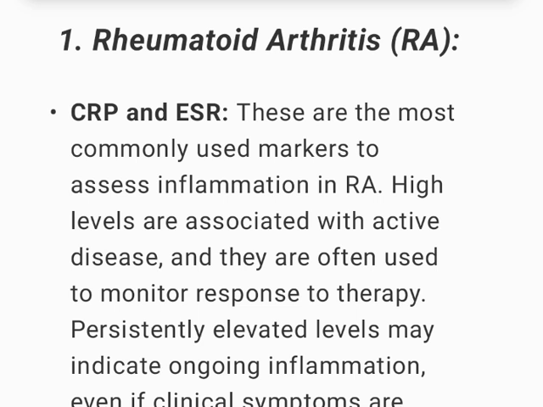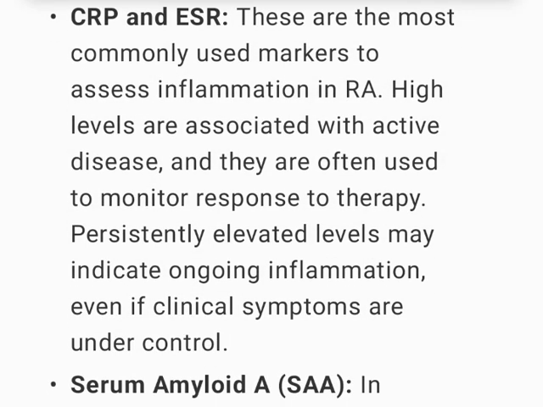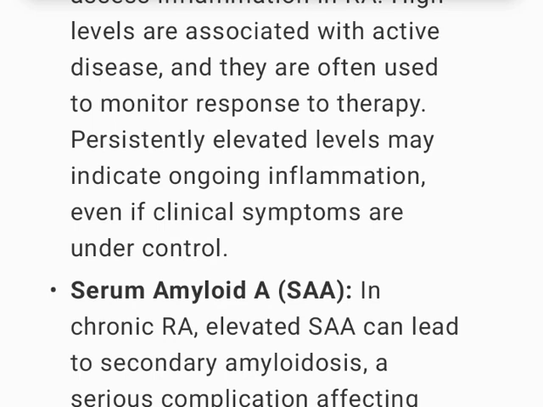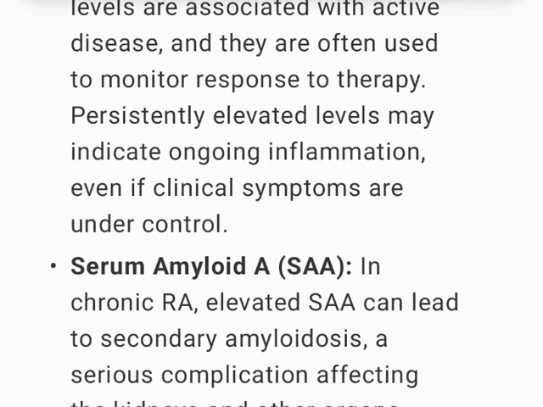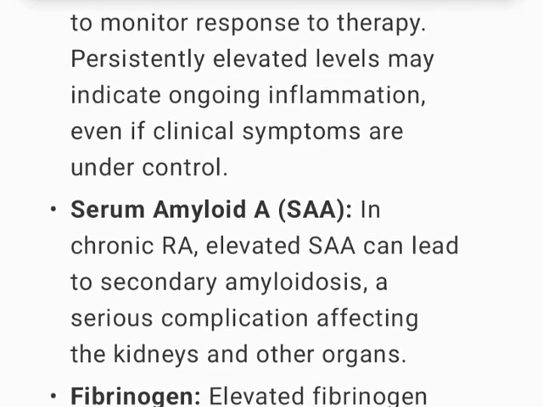1. Rheumatoid arthritis: CRP and ESR. These are the most commonly used markers to assess inflammation in RA. High levels are associated with active disease, and they are often used to monitor response to therapy. Persistently elevated levels may indicate ongoing inflammation, even if clinical symptoms are under control.